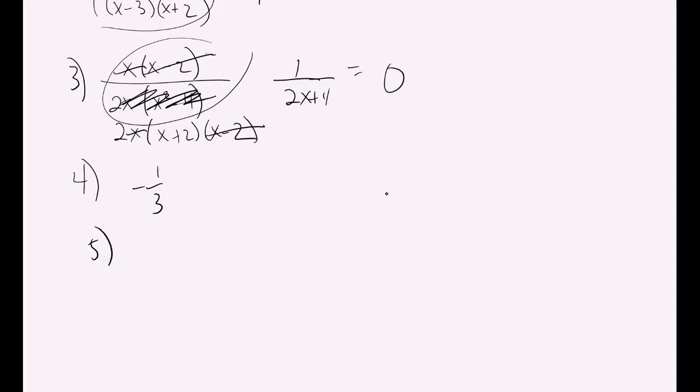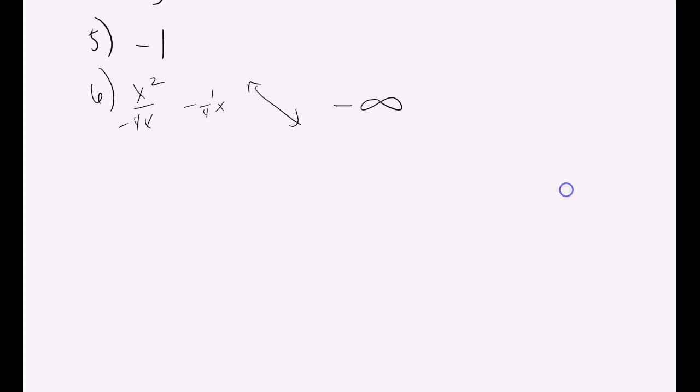Number 5 should be a negative 1. Number 6 should be a slant asymptote, and this one, since it's x squared over a negative 4x, when I do that division, I'm getting a negative 1/4 x, which means it's going to slant this way, so the answer is actually going to be negative infinity right there, okay?